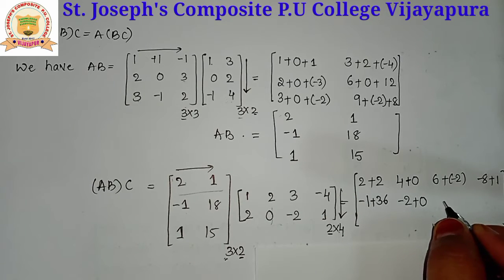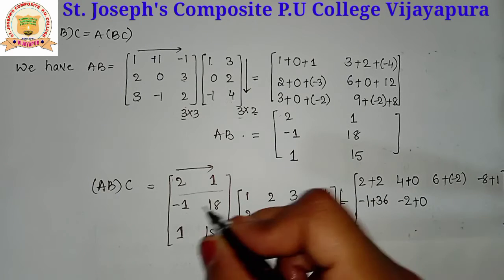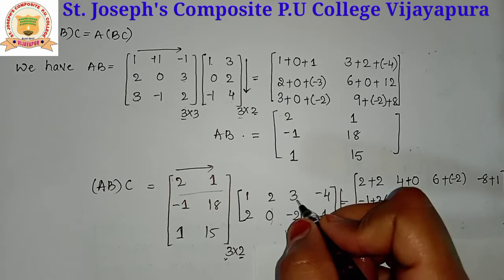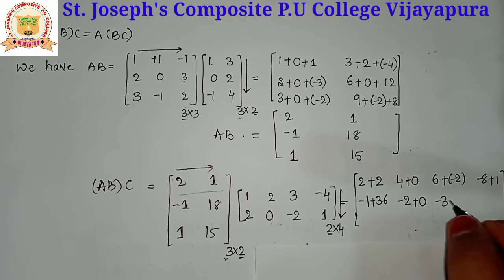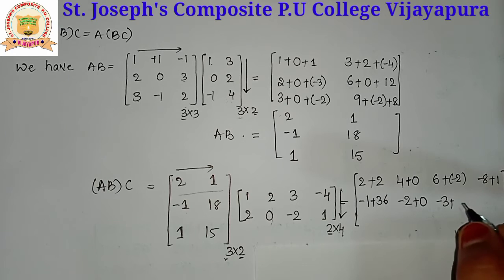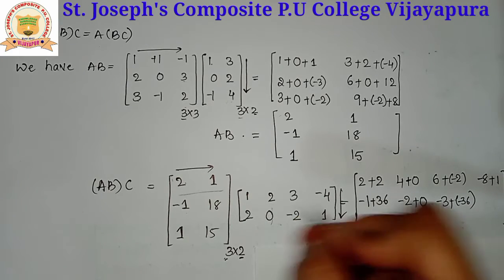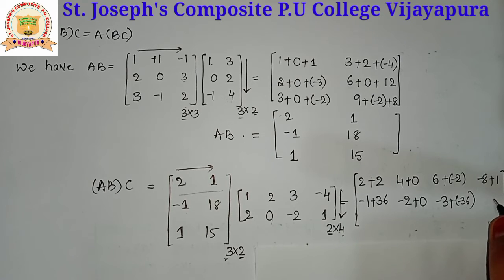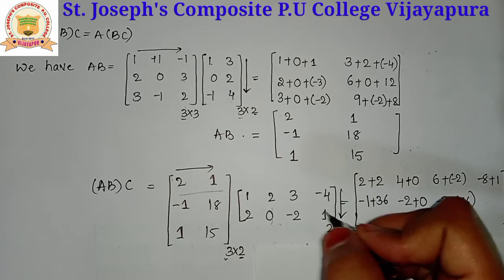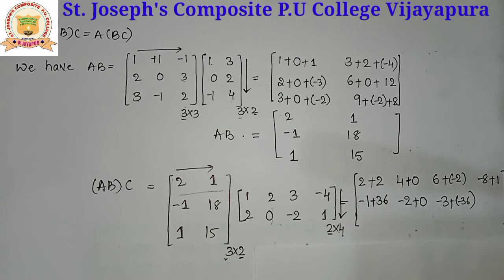Next element will be A23. Second row, third column. Minus 1 into 3 is minus 3 plus 18 into minus 2 is minus 36. Our next element will be A24. That is second row, fourth column. Minus 1 into minus 4 is plus 4 plus 18 into 1 is 18.